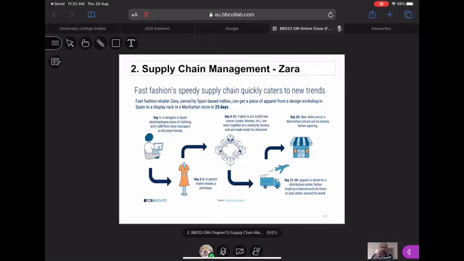In one day, day number one, a designer in Spain sketches the new piece of clothing with the input from the store managers of the latest trend that they found out from customers. So whatever these people feedback over here, this designer will now design a certain kind of clothing item in one day only. After one day, next, a pattern maker will create a prototype.